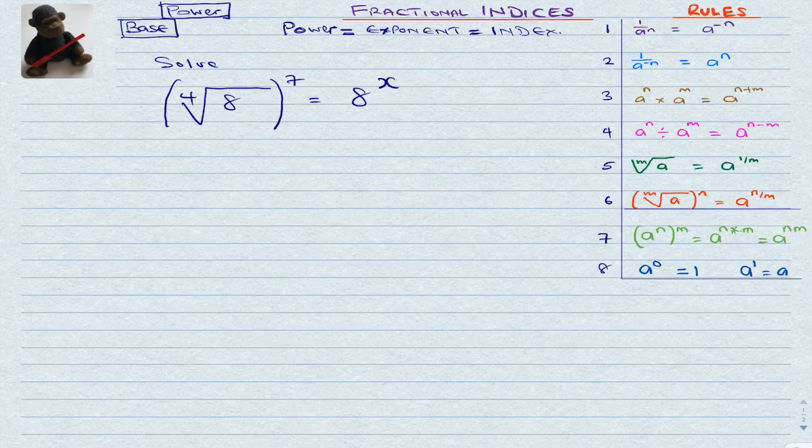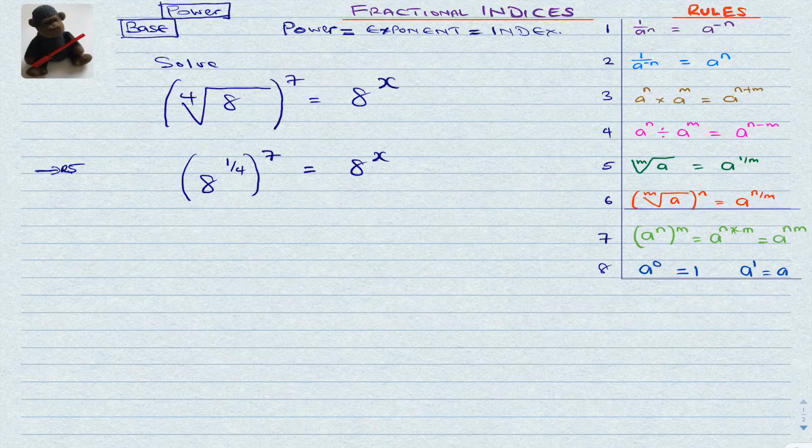And this question is the fourth root of 8 to the power of 7 equals 8 to the power of x. We need to get rid of the fourth root in this case and turn it into a bracket. So that will become 8 to the power of a quarter, I'm just using rule number 5 there, and then the 7 is still there as the power, to the power of 7 again, and that will become 8 to the power of x.